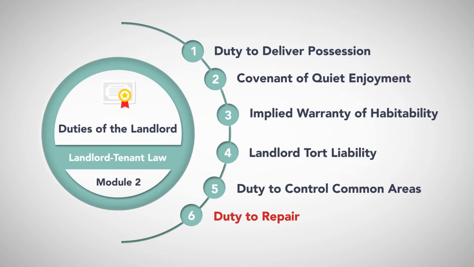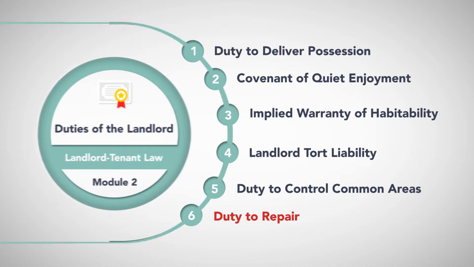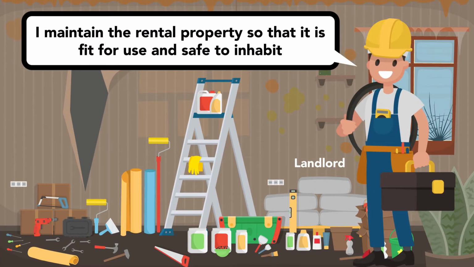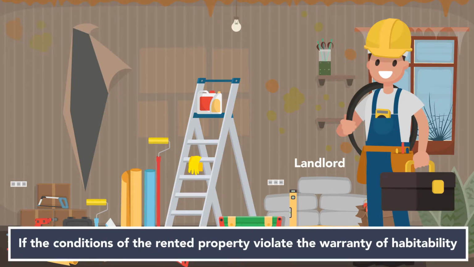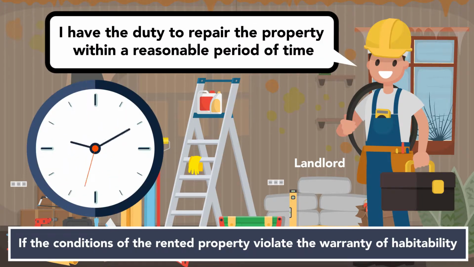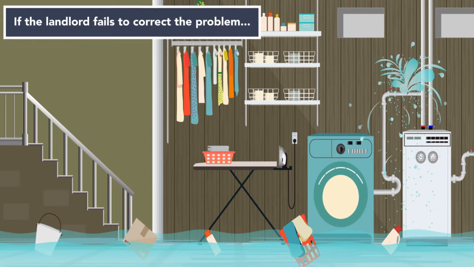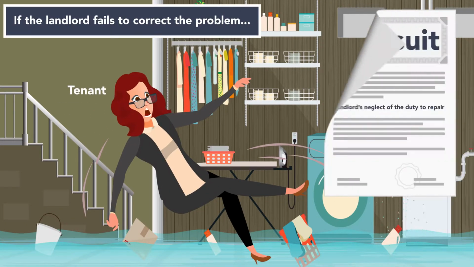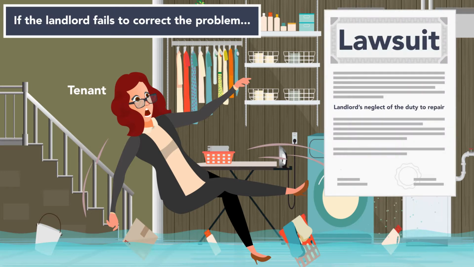Duty to repair. Landlords assume the responsibility to maintain rental property so that it is fit for use and safe to inhabit. If the conditions of the rental property violate the warranty of habitability, the landlord has the duty to repair the property within a reasonable period of time. If the landlord fails to correct the problem, he can be held liable for injuries if the tenant can show the harm was suffered as a result of the landlord's neglect of the duty to repair.